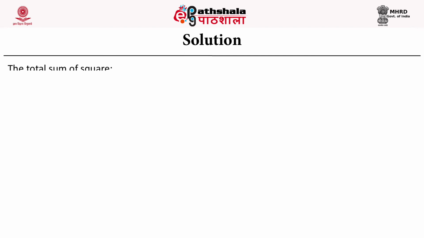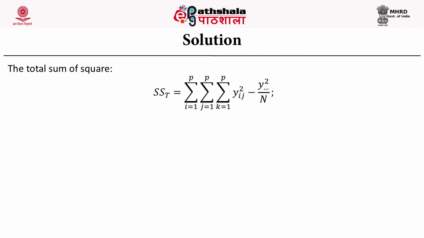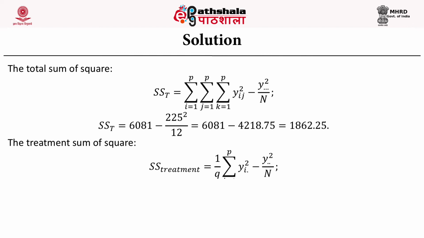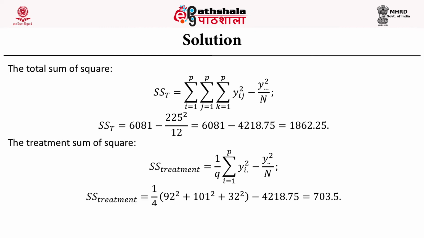The total sum of squares is found by applying the formula given in the theory part. After putting the values in the formula, the sum of squares of total comes out to be 1862.25. The treatment sum of squares can be derived by putting the values in the formula, and we get 703.5. Similarly, the block sum of squares is evaluated as 1106.91.